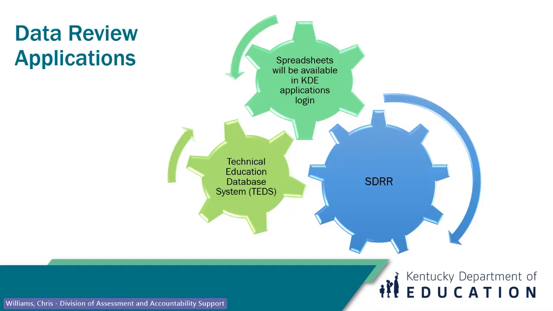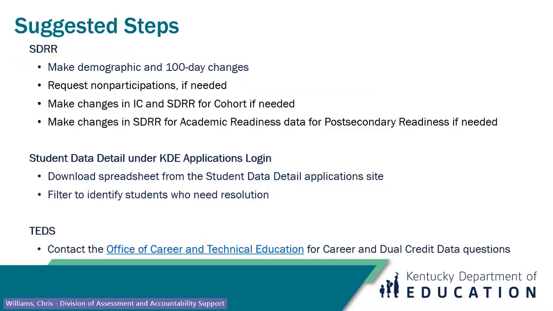So, like I said, let's talk about more of what we're going to do in those suggested steps. In SDRR, you can make some demographic changes, 100-day changes, and request non-participations if needed. You also want to make changes if you make changes in Infinite Campus and SDR for cohort if needed. You can also make changes to post-secondary readiness for academic readiness in SDRR, if needed.